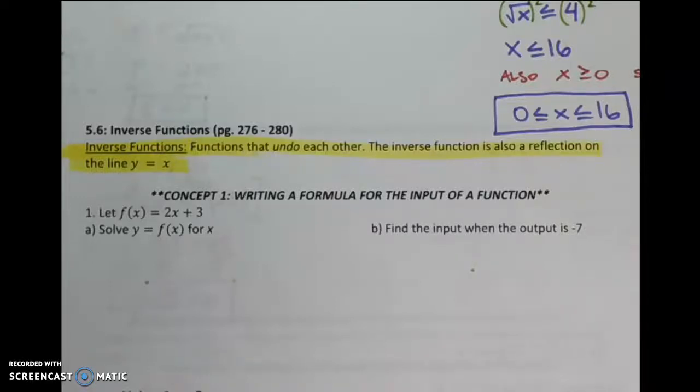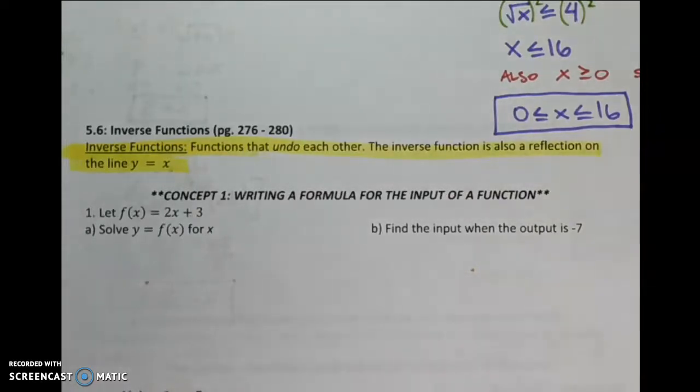5.6, Inverse Functions, page 276 to 280. Inverse functions, functions that undo each other. The inverse function is also a reflection on the line y equals x.